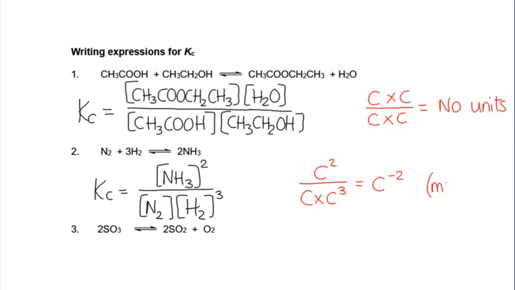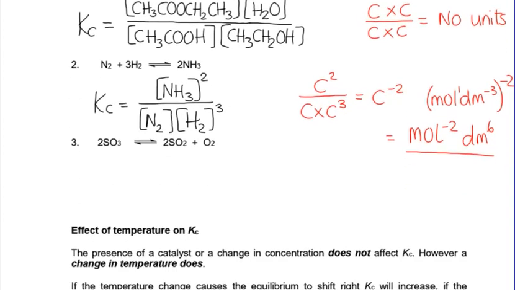Now concentration units are this, mole dm minus 3, and we've got them to the minus 2. So when there's not a number after it, we know it's a 1. So moles to the 1 to the minus 2 is moles to the minus 2. Remember that when you expand this bracket, you multiply. dm minus 3 times minus 2 is dm plus 6. So our units would be moles minus 2 dm 6.